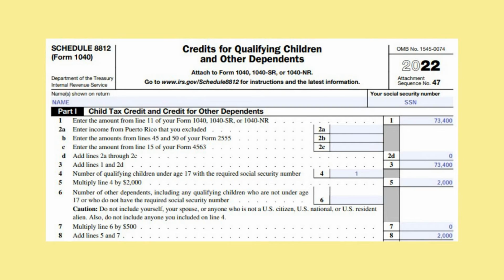At the top of the form, put your name and Social Security number. On line 1, enter the amount from line 11 of your Form 1040, which is $73,400. Line 2D will be 0, as we don't have any amounts from those forms. On line 3, add lines 1 and 2D to arrive at $73,400. On line 4, enter the number of the qualified children you have under 17, which is 1, times 2,000 to arrive at 2,000 on line 5. Lines 6 and 7 will be 0 as you don't have any other dependents. Line 8 will be 2,000 because you'll add lines 5 and 7 together.